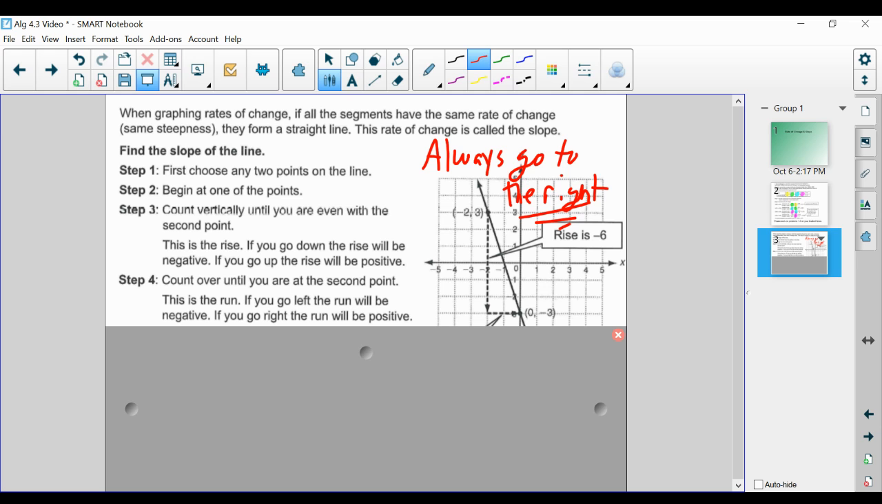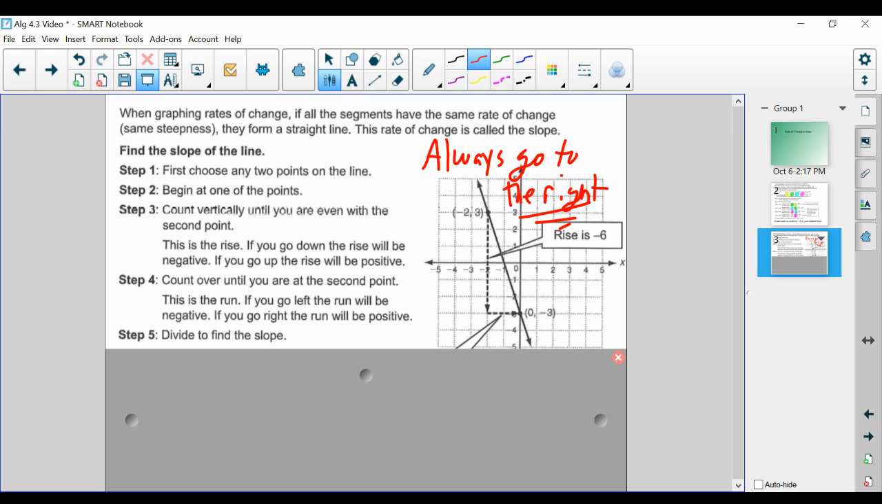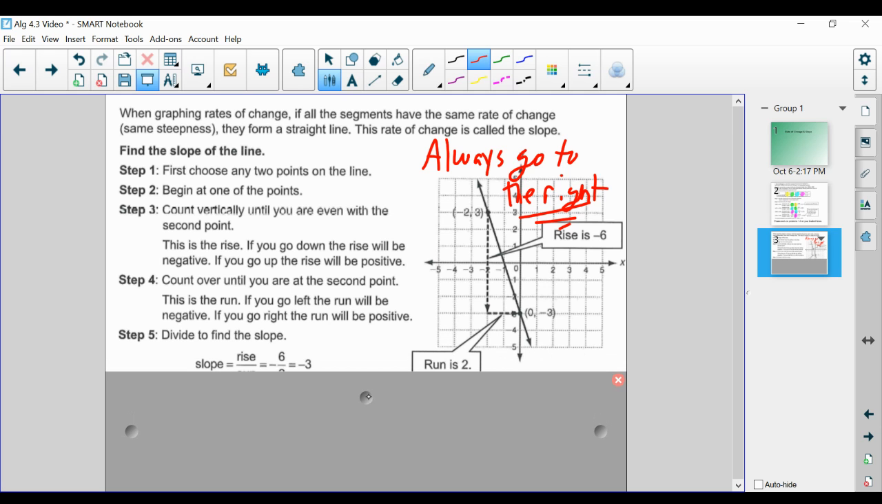whenever possible. And now that you went up or down and you went to the right, you're now going to divide to find that slope. In our example, the rise was equal to -6. The run was equal to 2. So we divide it and simplify whenever we can. We can do -6 divided by 2, and that gives us -3. So the slope, or the rate of change, of this line is going to be -3. Remember, you always simplify your fractions whenever possible.